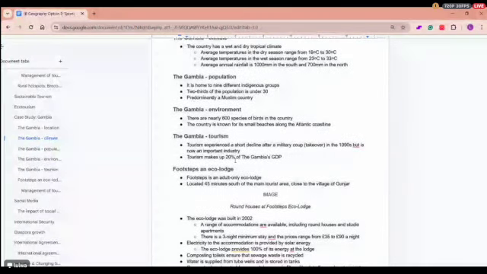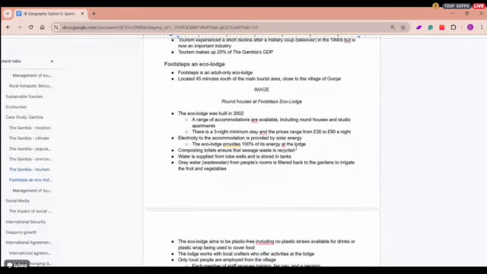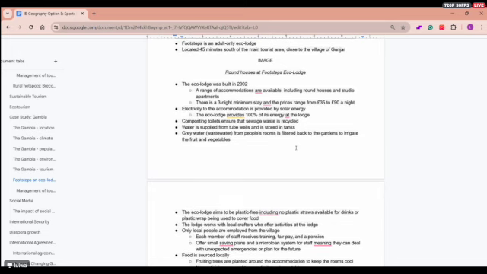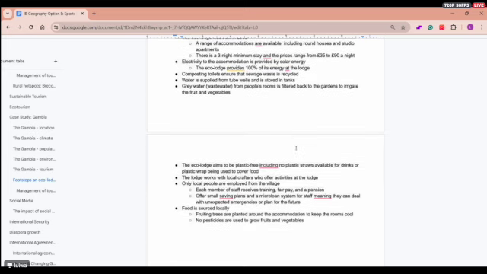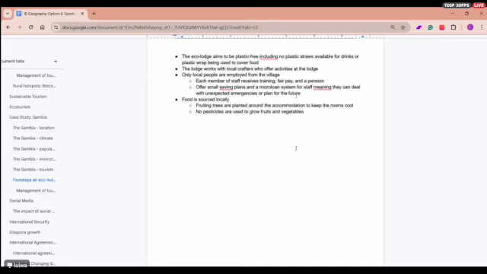And tourism experienced a very short decline after a military coup in the 1990s, but it is now a very important industry. And Footsteps is an adult-only eco-lodge, which is located 45 minutes south of the main tourist area. So, the Eco Lodge was built in 2002, and its electricity is provided by solar energy, and you have composting toilets, you have water supplies from tube wells, and the Eco Lodge aims to be plastic-free, including no plastic straws available for drinks or plastic wrap, and food is sourced locally, so fruiting trees are planted around the accommodation, and no pesticides are used.